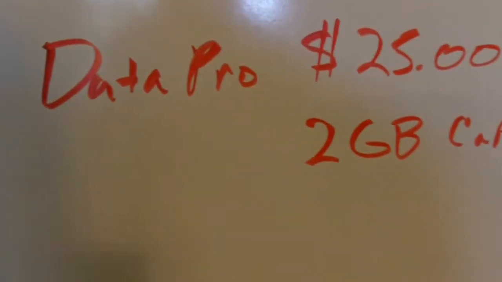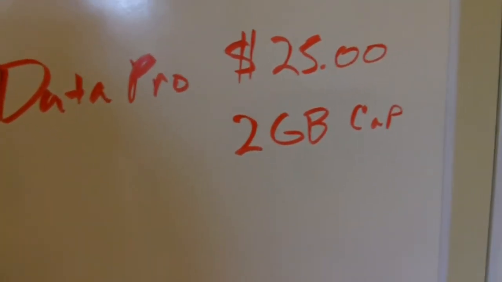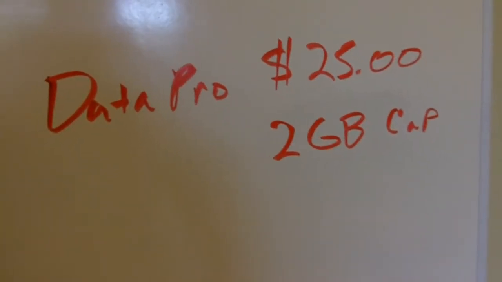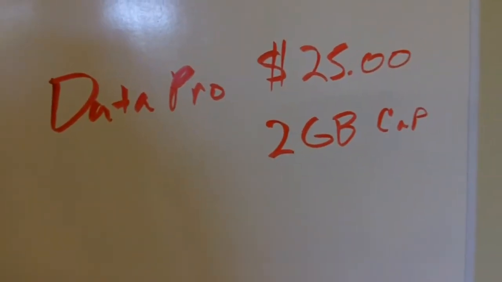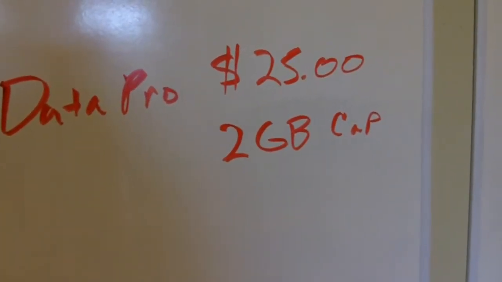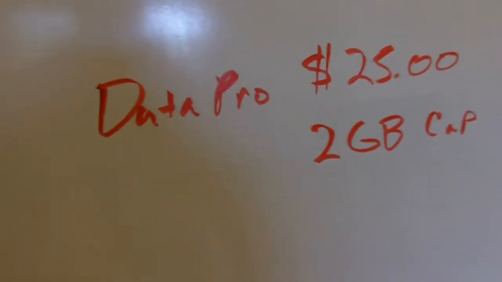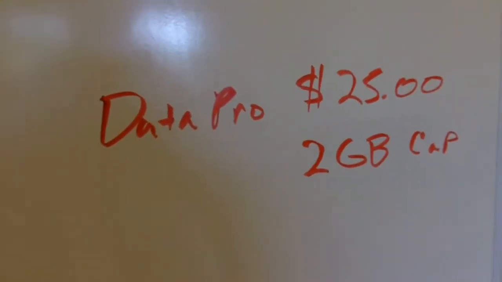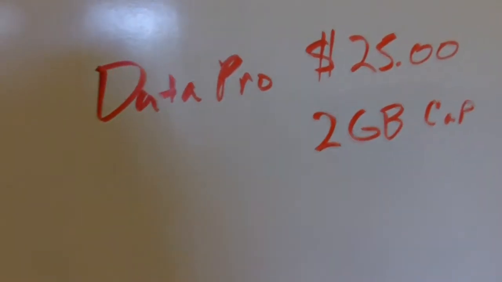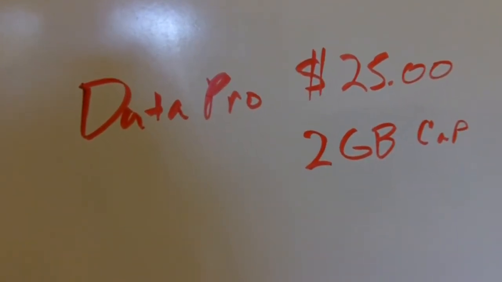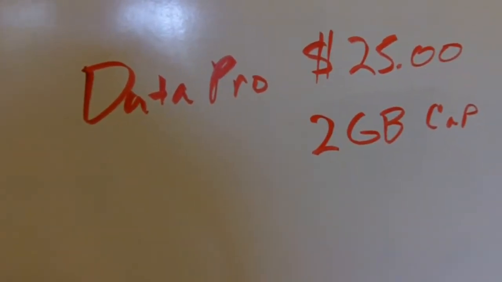Today, AT&T announced the DataPro data package for the iPhone and the iPad. Now, it's $25 per month, and you have a 2 gigabyte cap. Before, it was $30 with an unlimited data package, which was essentially a 5 gigabyte cap.